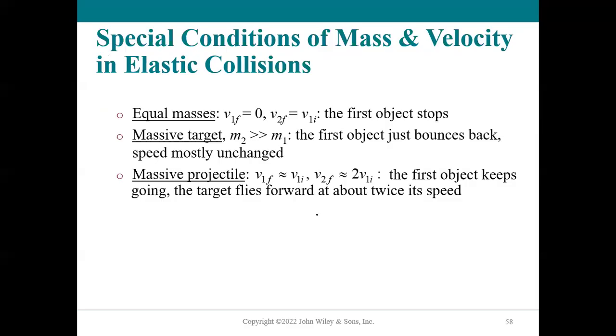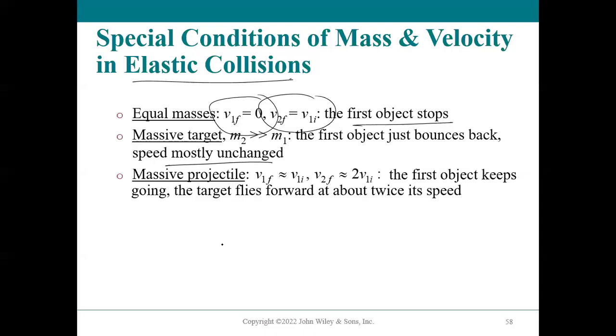Then the special conditions of mass and velocity in elastic collisions. For equal masses, v1 final will be 0, and v2 final is equal to v1 initial. It means the first object stops, and the second object moves. But for a massive target, where m2 is much more than m1, the first object just bounces back, with its speed mostly unchanged.